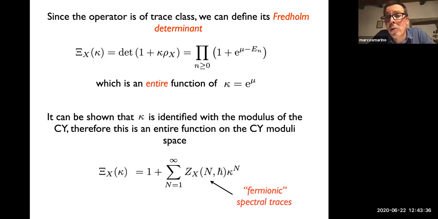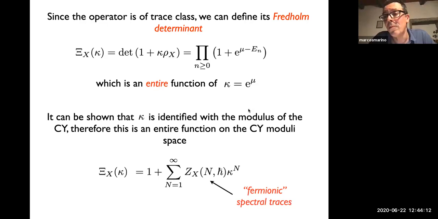So the Fredholm determinant of a trace class operator is essentially the determinant of 1 plus a given parameter kappa times the operator itself. So kappa is a parameter that appears here. And you can also write this as an infinite product involving the spectrum. And the most interesting property of this spectral determinant, or Fredholm determinant, is that it's an entire function of kappa. And what is very interesting is that it's not very difficult to see that kappa here plays the role of the modulus of the Calabi-Yau.